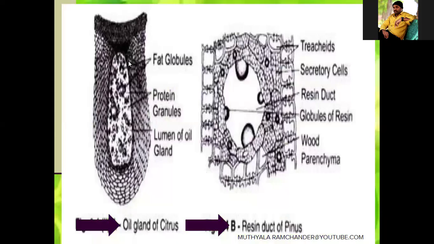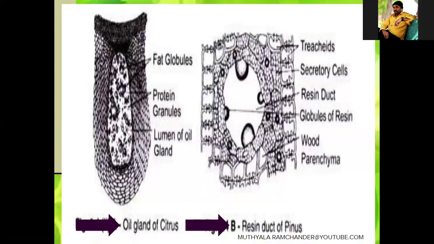Now, lysigenous cavities. The best example of a lysigenous cavity is citrus. In the citrus plant, some cells are lysed to make a cavity-like structure. Some normal parenchymatous cells are lysed to make a cavity-like structure. That cavity is called a lysigenous cavity. In this cavity, fat globules, protein granules, and oil glands are present in the citrus.